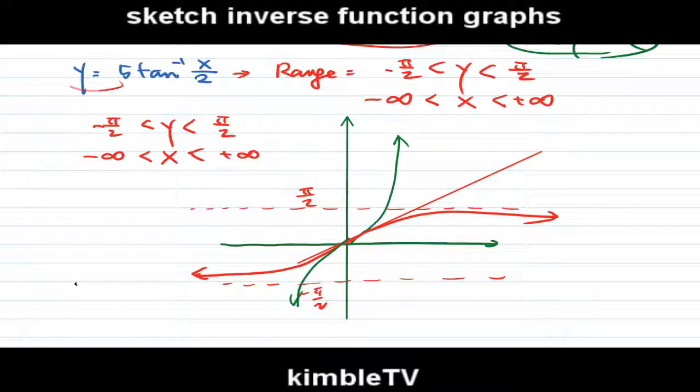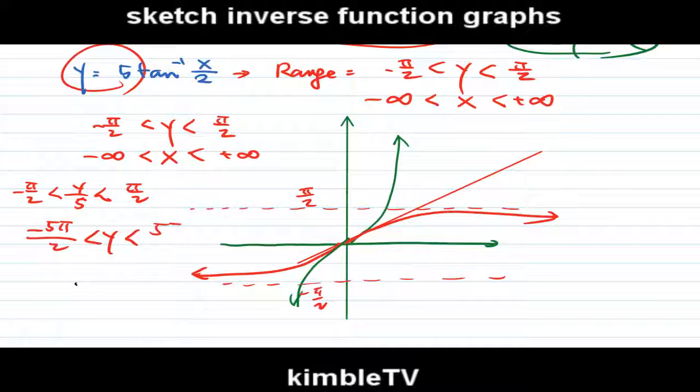And y on 5, replace y by y on 5, is between minus pi on 2 and pi on 2. And multiply both sides by 5, y is between minus 5 pi on 2 and 5 pi on 2. Therefore, 5 pi on 2 and minus 5 pi on 2. Yeah, x is right.